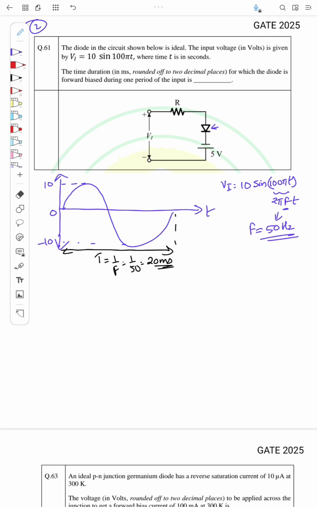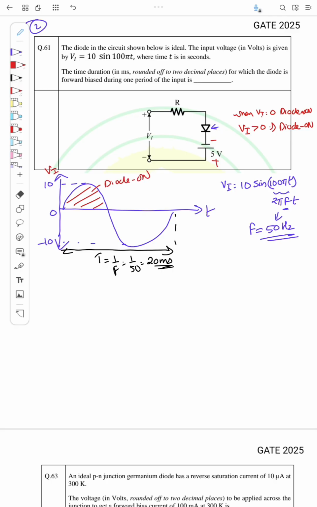So if you see here, it's actually a clipper circuit and it's a biased clipper. Here it is minus and plus, right? So when Vi is 0, this diode is actually on. Okay, so when Vi equal to 0, diode is on. And since it is already on, for Vi greater than 0, diode is on. So when Vi is positive, the diode is on.